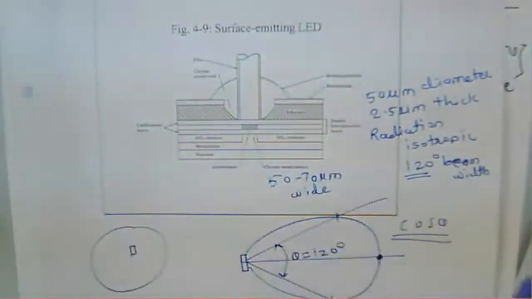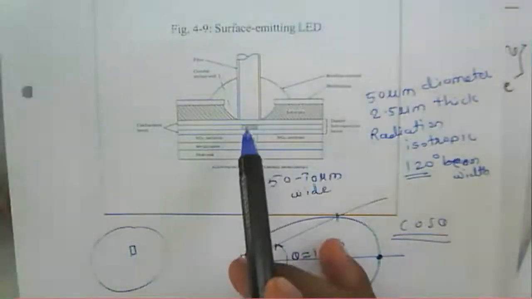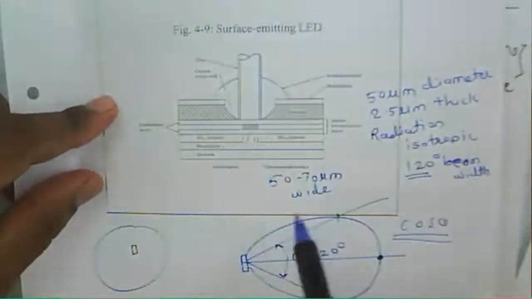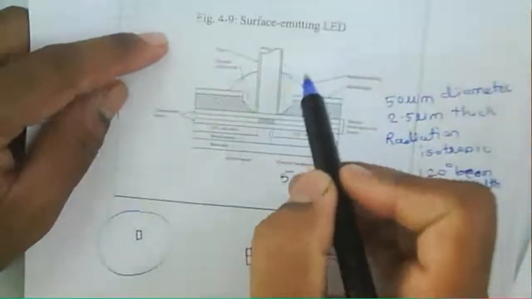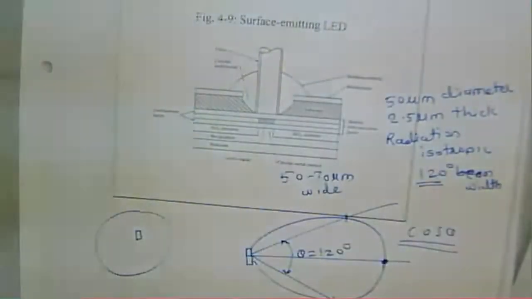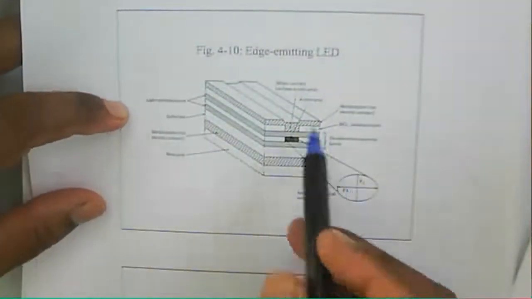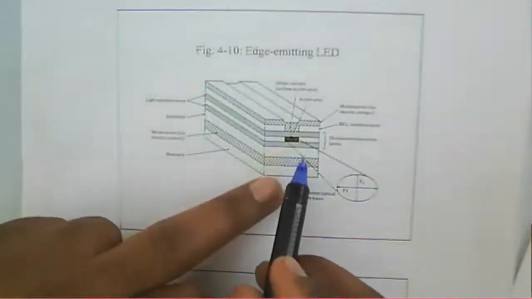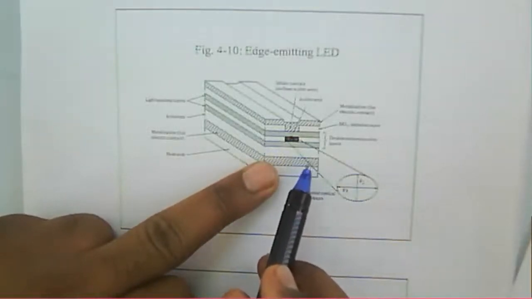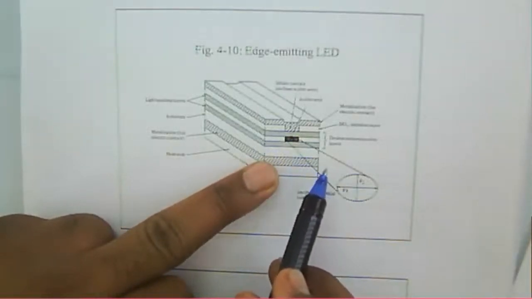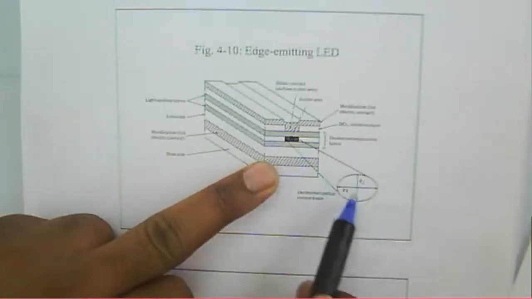Whatever emission takes place in this particular active region will be isotropic, meaning in all directions. So that is about a surface emitter. But if you consider an edge emitting LED, it radiates the light in only one direction.